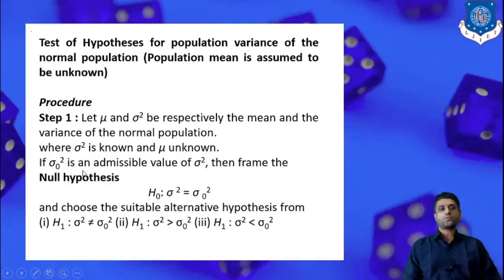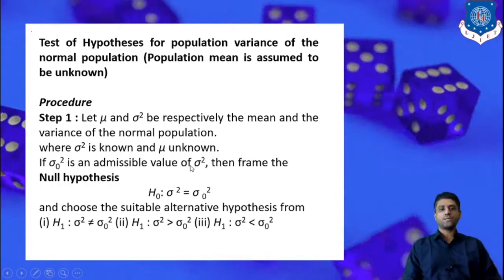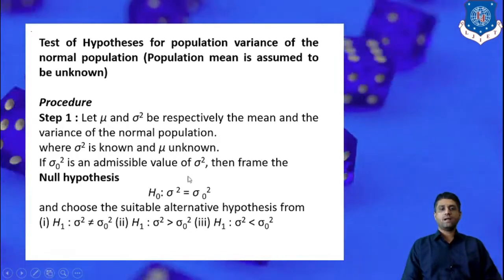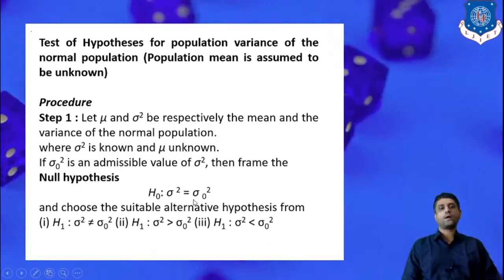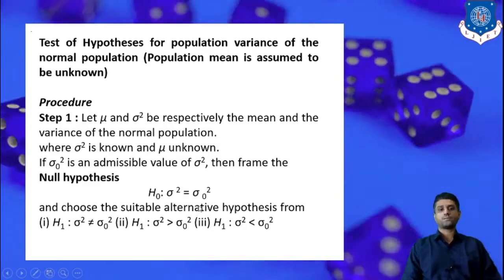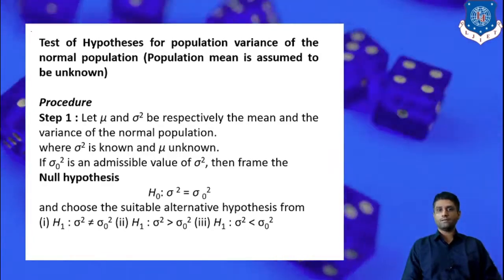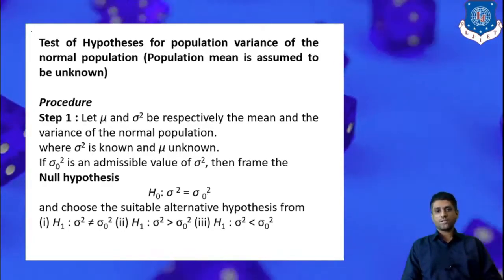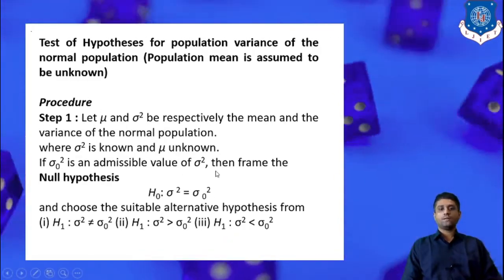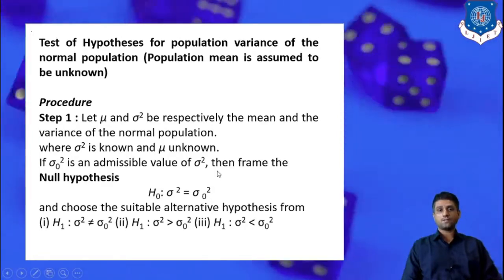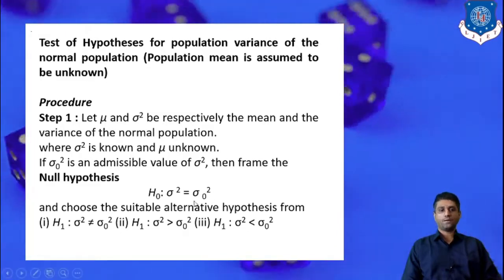If sigma naught square is an admissible value of sigma square, then on the basis of this we frame the null hypothesis: the population variance sigma square and sigma naught square are not significantly different. Up to this stage we checked whether there is a significant difference in the mean. But in the chi-square distribution we check whether there is a significant difference in the variance, before and after.